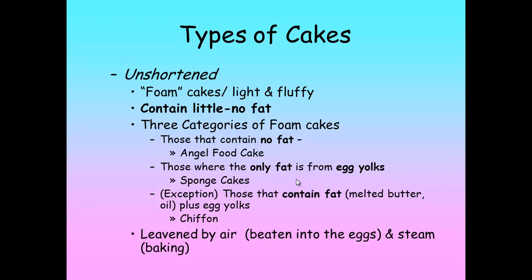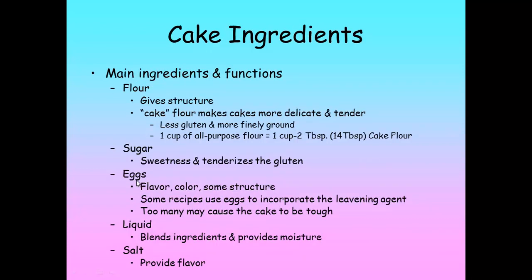All of these unshortened cakes are leavened by air, which is the egg white is beaten to stiff peaks, and then through the cooking process it keeps its volume and texture of the cake. Some cake ingredients that we want you to be familiar with, which should also be a review from your quick bread and yeast bread recipes. They're very similar. There might be some twists and differences, that's it.